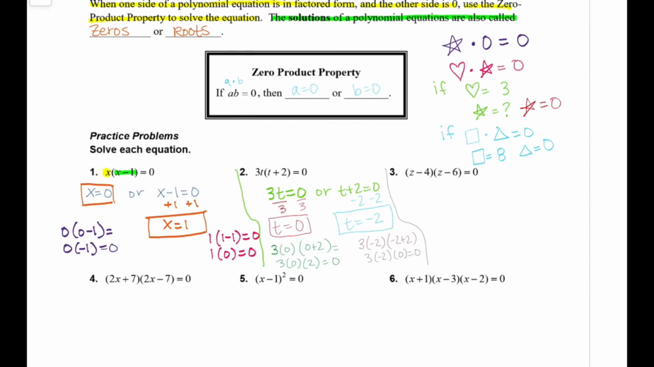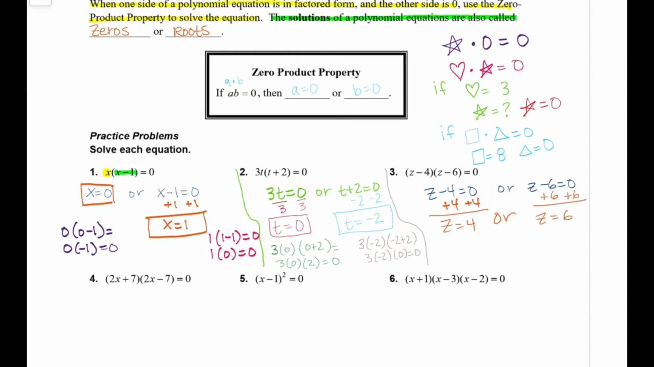Looking at number 3, we're going to set both of these equal to 0. So either z minus 4 has to equal 0, or z minus 6 has to equal 0. So we're going to add 4 to both sides of the equal sign, and z will equal 4. On the other equation, we're going to add 6 to both sides of the equal sign. And so z will equal 6 there.